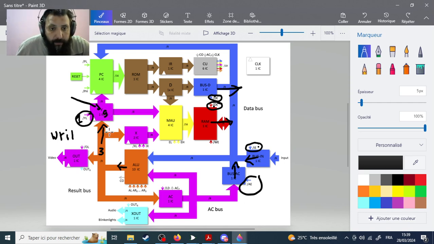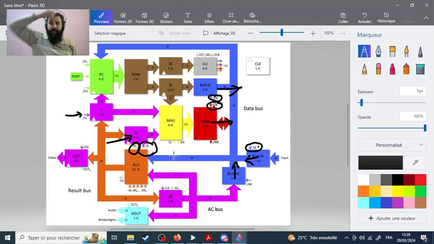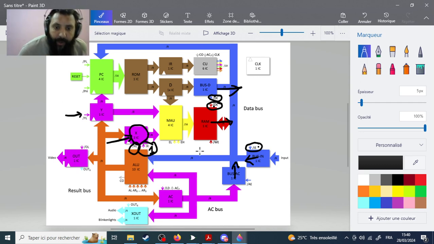Anyway, this is the write signal to put a value inside Y, and this is the write signal of X to put a new value inside X. The IX, this one, is used to increment this value. X is not actually a register, it's a counter. We can put a new value inside the counter, and we can increment the value. X is like PC. To increment it, we have to put 1 where?